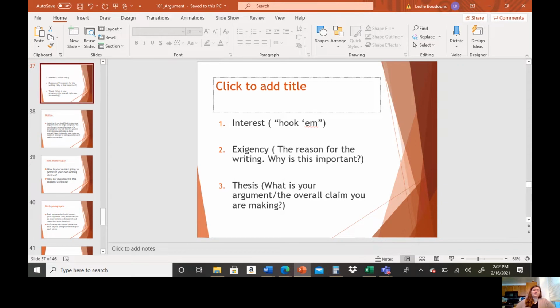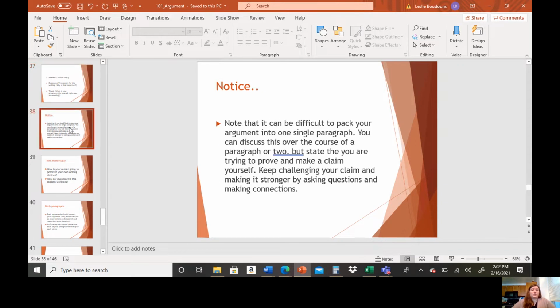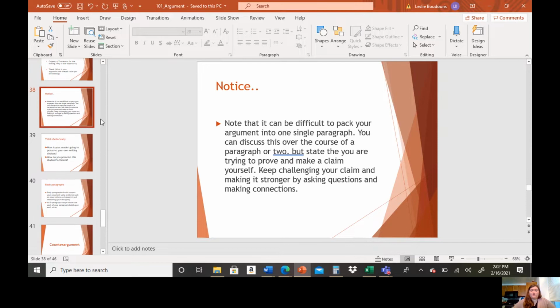Interest, exigency, and thesis. Notice that it can be difficult to pack your argument into a single paragraph. I talked about in the last video that if you need to, you could have the introduction be two paragraphs. The longer a paper typically is, the longer the introduction typically can be, because you have more space and room to expand on those ideas later on in the essay.